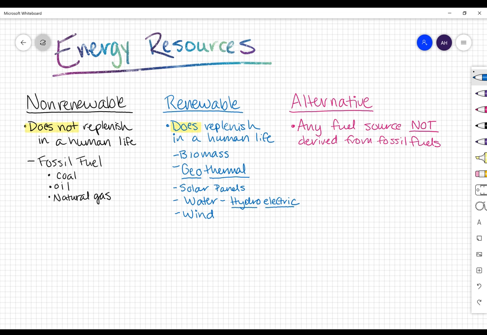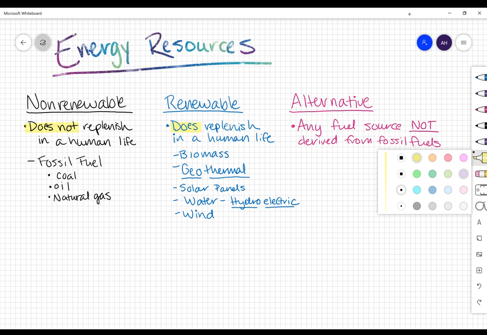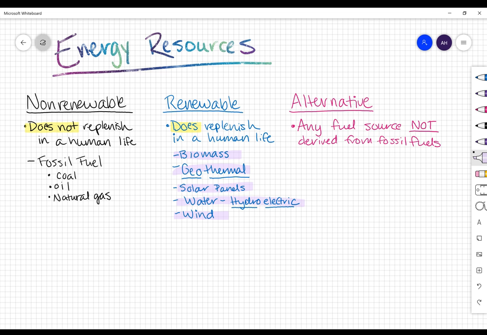And now we need to talk about alternative. I am going to point this out, and I'm going to highlight it in purple because we've got alternative written in pink and renewable written in blue. So that purple is kind of a mix of both. These would still be considered alternative resources because they are not derived from fossil fuels. So these are renewable resources that are also considered alternative. The only truly just alternative resource when we talk about alternative resources would be nuclear power.